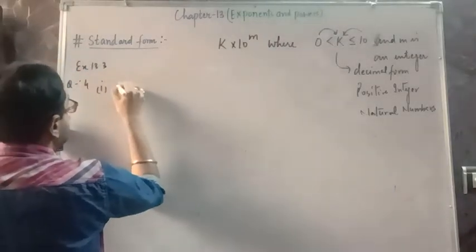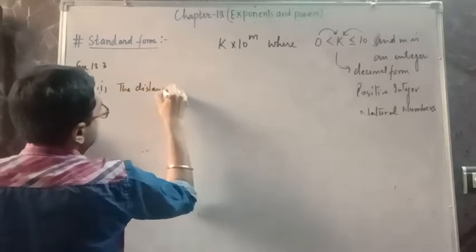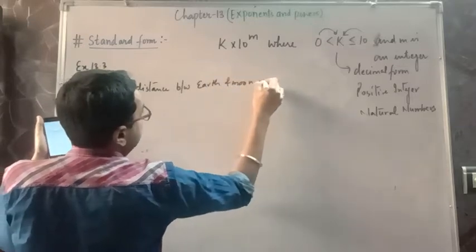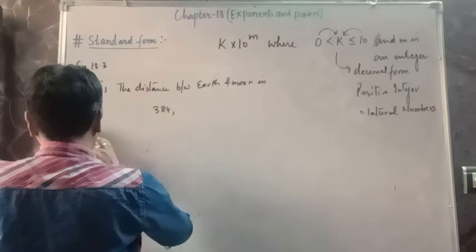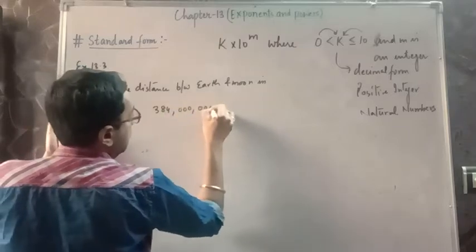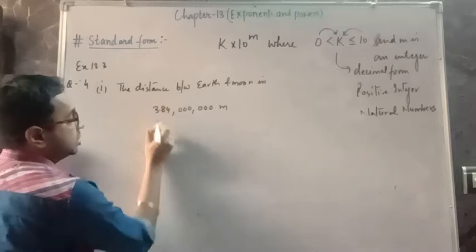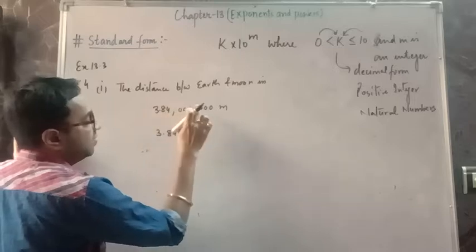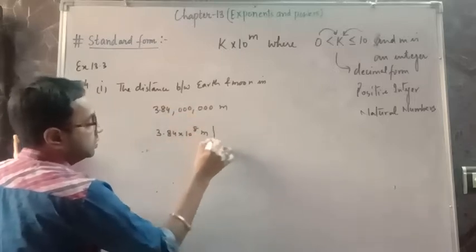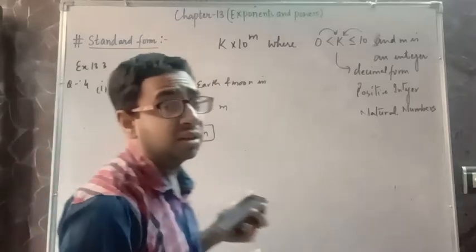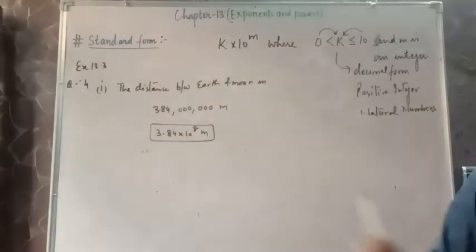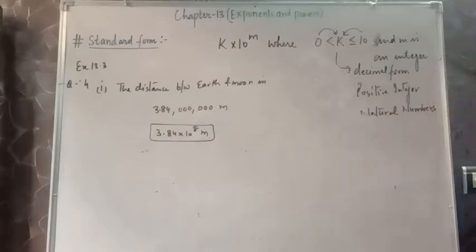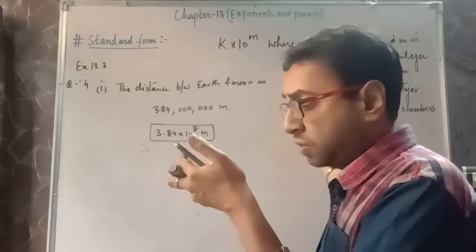Question number 4, first part. I'll be writing the distance between Earth and Moon in exponential form and standard form. 384,000,000 meters. In standard form, the decimal should be here. Put a decimal, then 10 raised to power 1, 2, 3, 4, 5, 6, 7, 8. This is the distance between Earth and Moon in standard form. So I can say the distance between Earth and Moon is 3.84 times 10 raised to power 8 meters. Are we clear? Standard question. Any doubt anyone is having? So we can do the rest of the parts as it is.